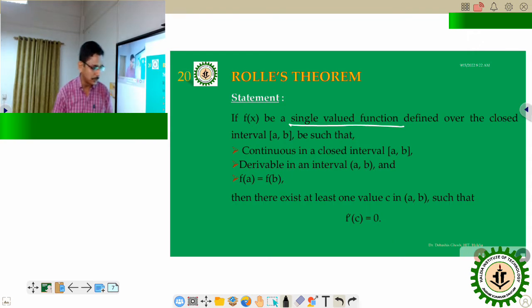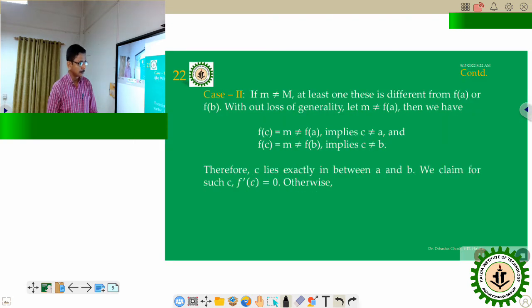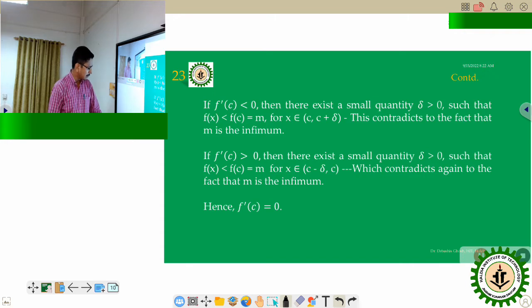And derivative comes to 0 means we can claim that at some point the tangent to that function will be parallel to the x-axis. That's our claim. So these are the conditions. We will see later on that these conditions are sufficient, but they are not necessary conditions. So I'm not going to the proof. Proof is not required here. Rather I come to the geometrical interpretation.